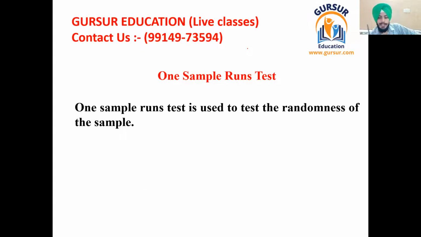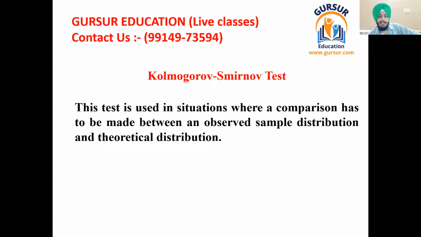The next is the one-sample runs test. What does it do? Its simple job is to find the randomness of a sample and nothing else. Whether the sample is random or not, randomly selected or not, not on the basis of a population but only on the basis of the sample. Whether the sample has been taken on the basis of randomness or not, only this is the job of the one-sample runs test.